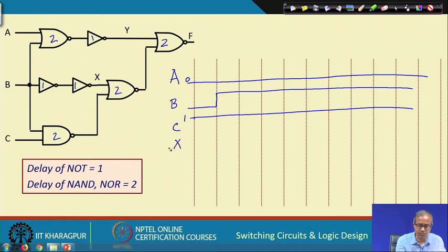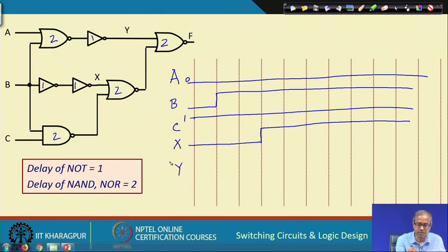Now, let us see what will be the value of x. You see the value of B is getting inverted twice, 2 NOT gates. So, the same value should come at x, but after a delay of 2 units, 1 plus 1. So, whatever B is, there will be a delay of 2. So, x will be like this, B after a delay of 2.